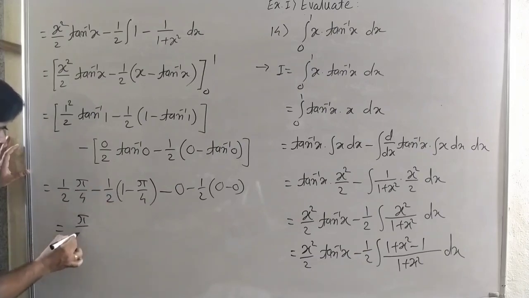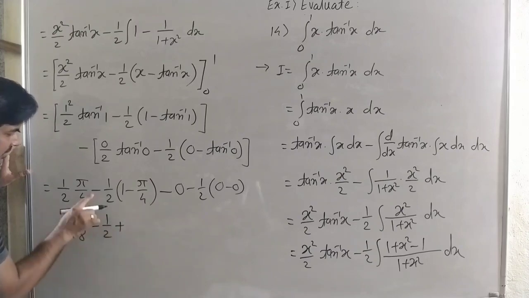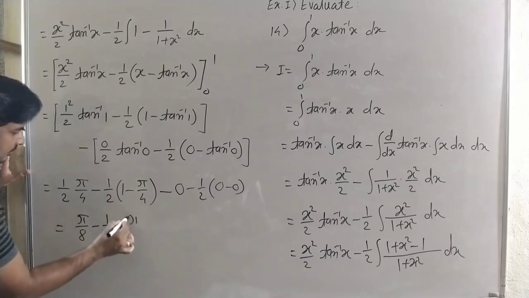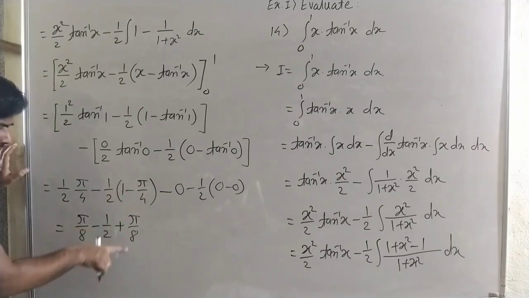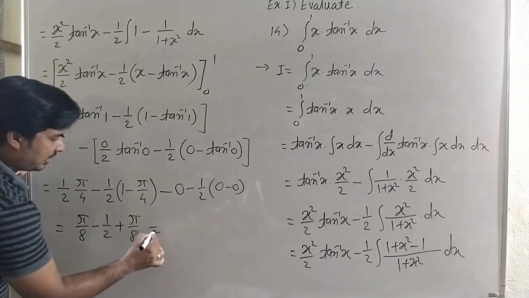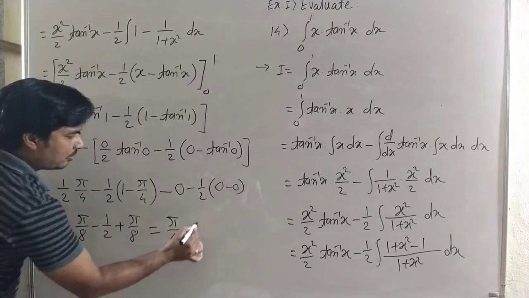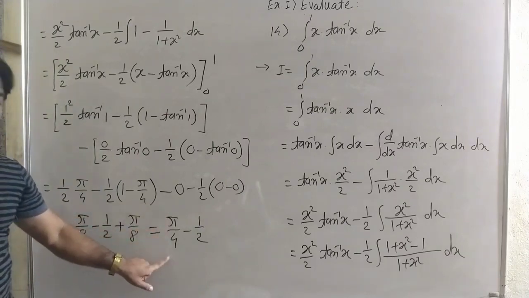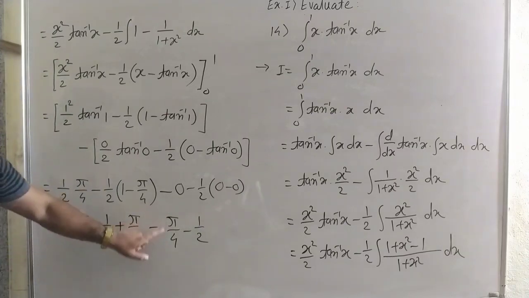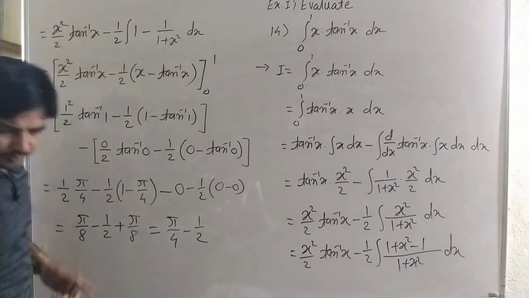pi by 8 minus 1 by 2 and plus again pi by 8. Pi by 8 plus pi by 8 is 2 pi by 8, and 2 pi by 8 means pi by 4, and pi by 4 minus 1 by 2, it is the last answer. Pi by 4 minus 1 by 2, it is the last answer of this problem. Okay, carefully see.